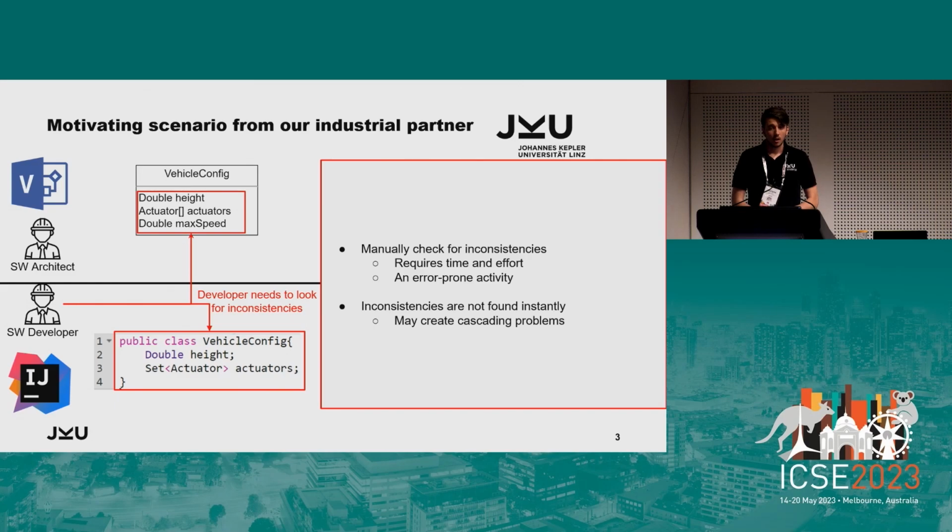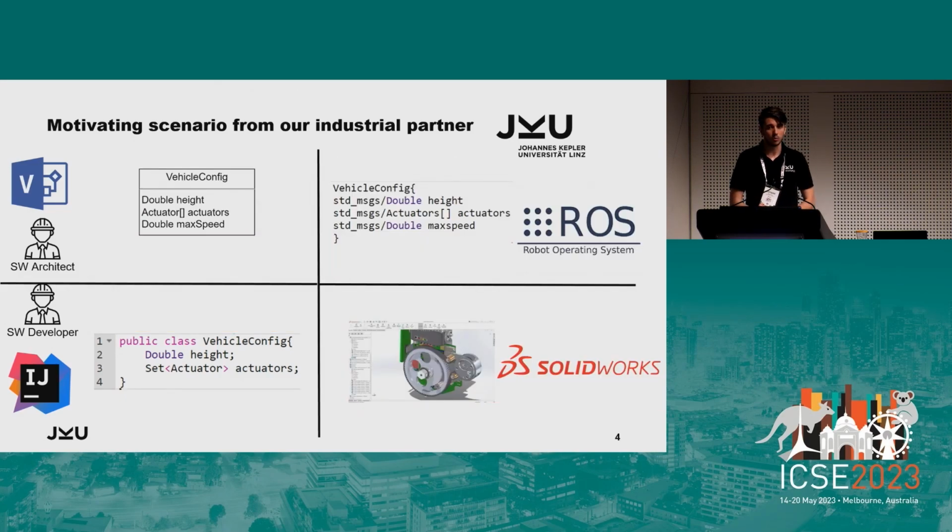Furthermore, the company has no control about when the engineers are going to perform this checking. So they can delay it to later steps of development, creating cascading problems in the artifacts. Now, in this scenario, we had only two tools and two types of artifacts, but in reality, the companies will deal with multiple types of artifacts and multiple tools. For instance, SolidWorks for creating the schematics of the mechatronics components.